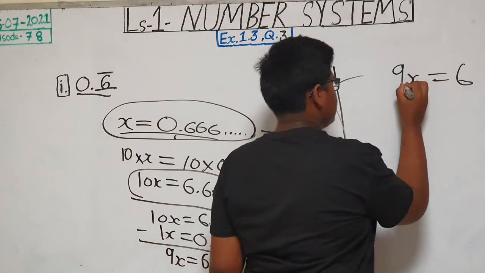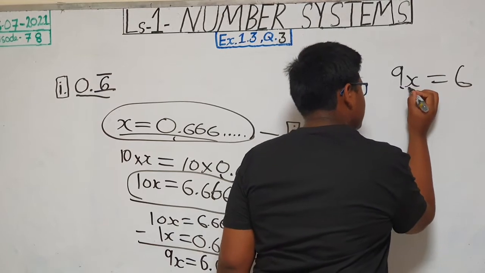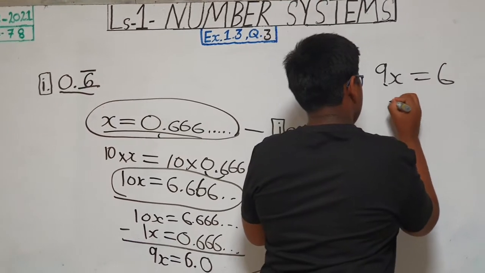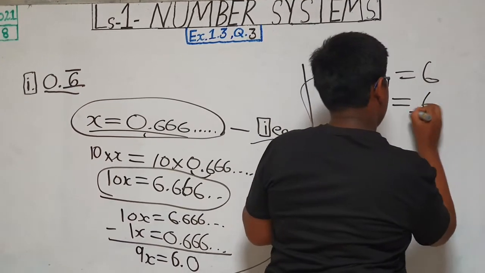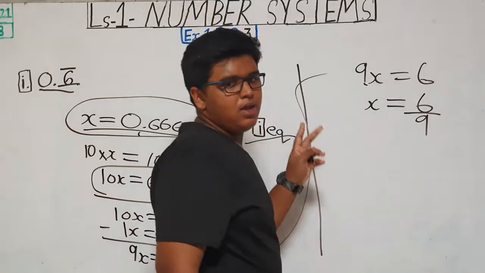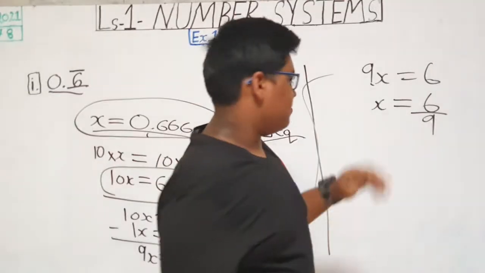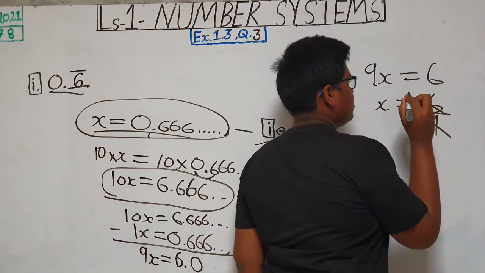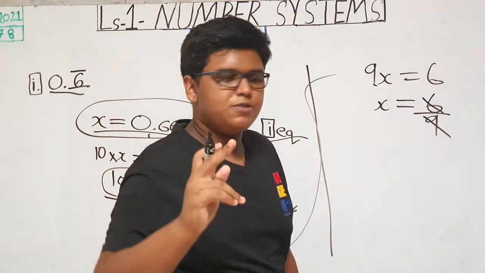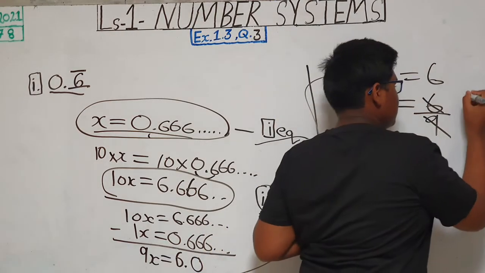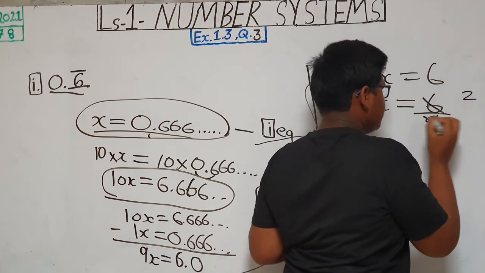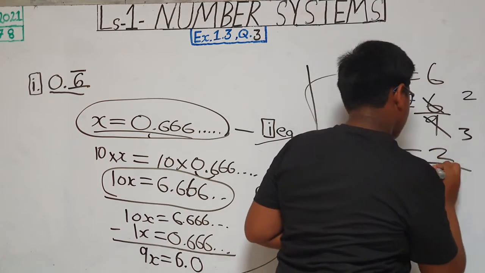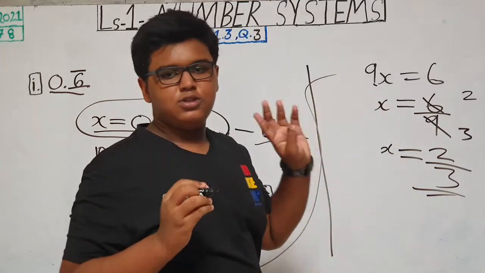Then we will transpose this 9. It is in multiplication, so after going to the right-hand side it becomes division. So x equals 6 by 9. Now we can simplify them with the table of 3. Two 3s are 6, so this becomes 2, and three 3s are 9, so this becomes 3. So x equals 2 by 3. This is the answer.